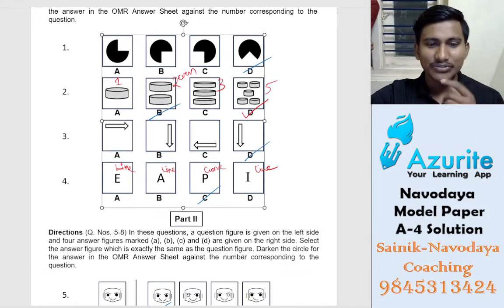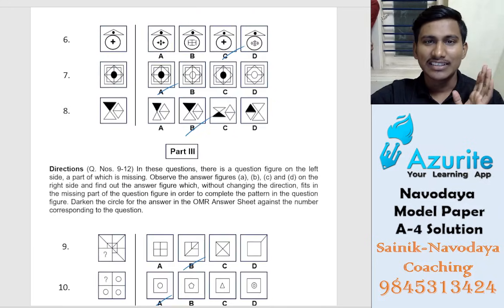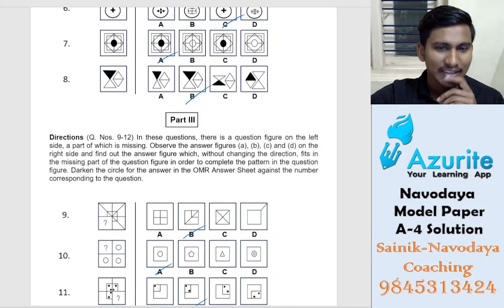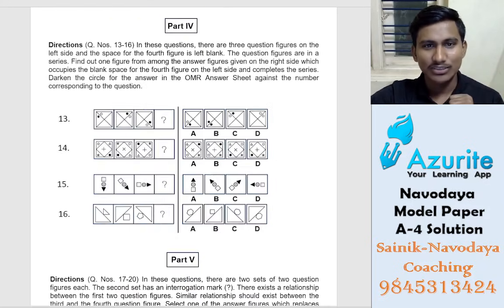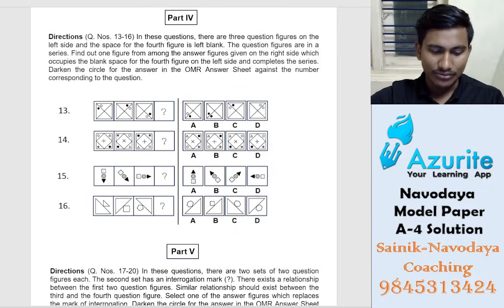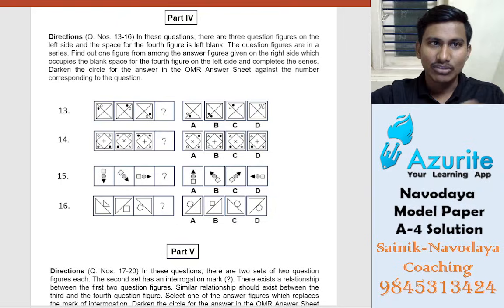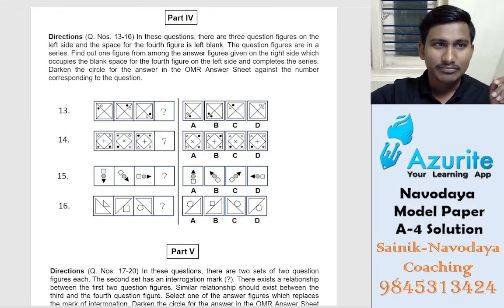Okay. So now fifth one same is A. Sixth C, seventh is A, eighth is B. Then after that 9th is B, 10th is A, 11th is B, 12th is B here. Okay. So 13th answer. If you go for 13th answer, what is it? B, B, A, C, right?